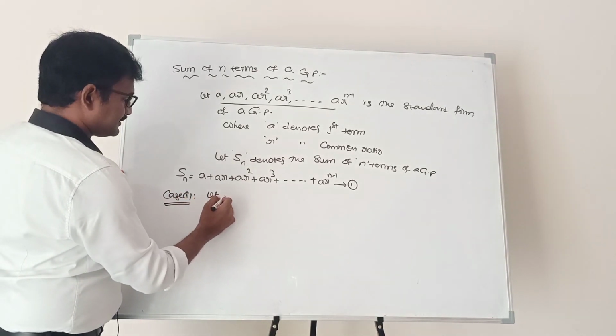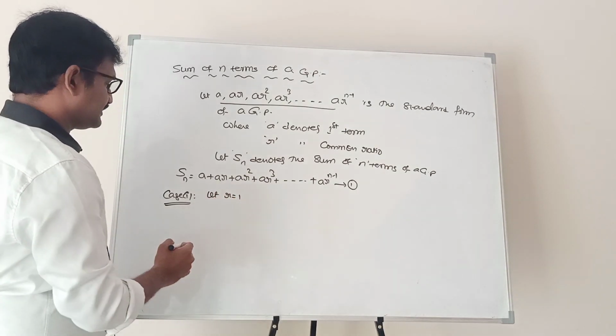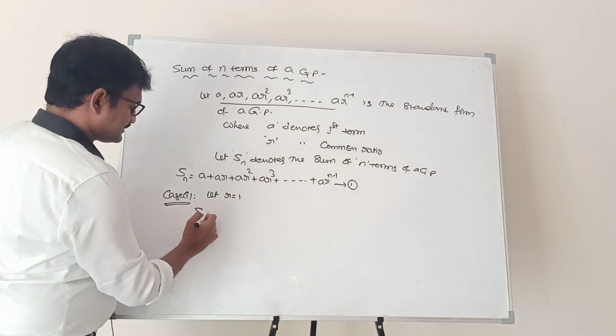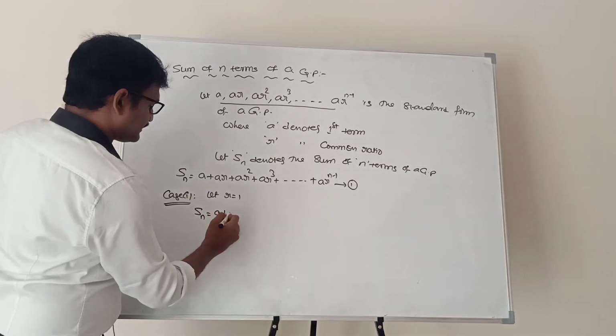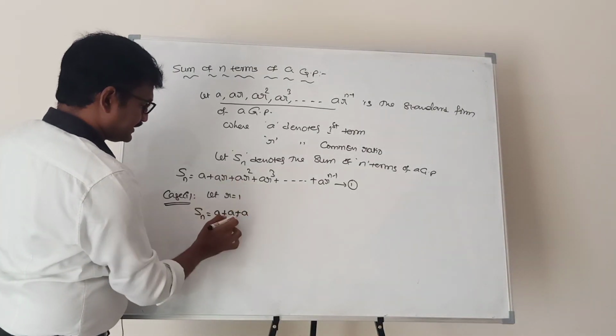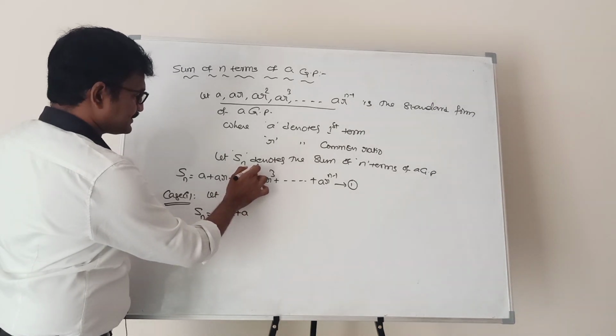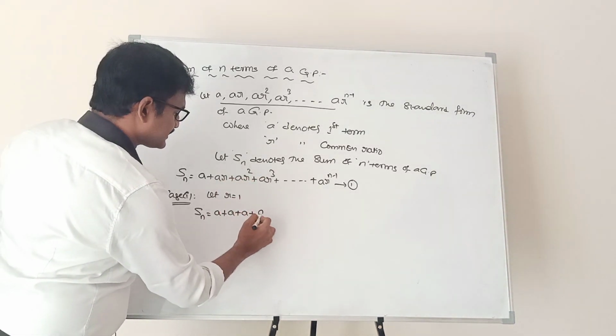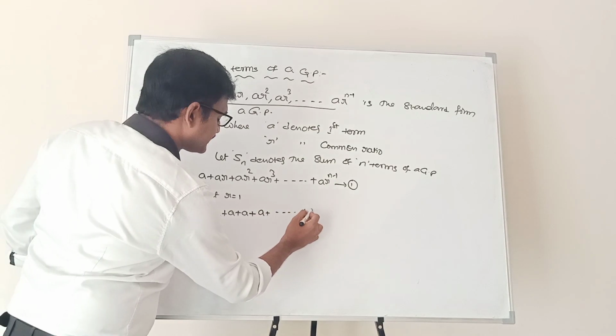Let r be equal to 1. If r is 1, Sn will become Sn is equal to a plus a times r, where the r value is 1, times a, plus a times r squared, where r is 1, times a, plus so on, plus a.